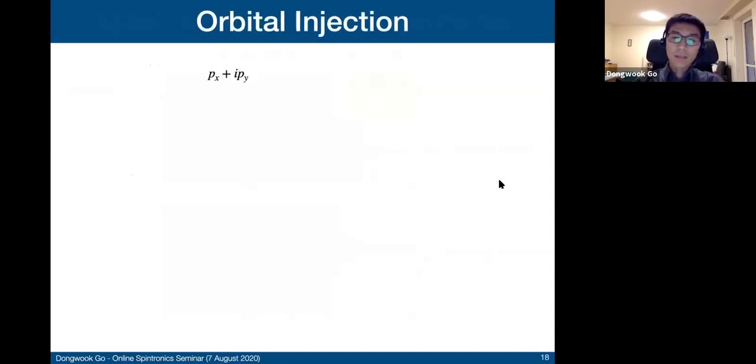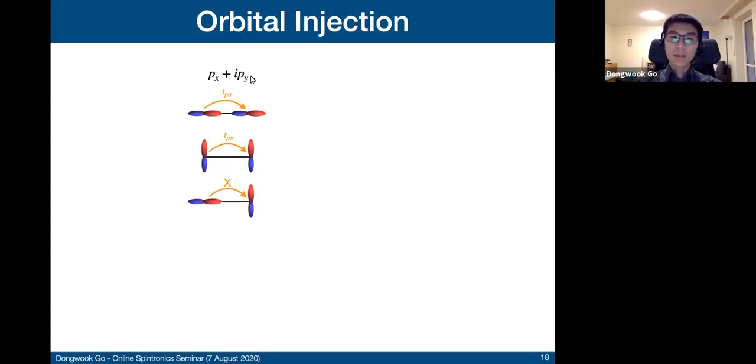So then let's come to another fundamental aspect. How does the orbital injection occur at the interface? How can the px plus i py state be transferred to the next layer of atoms? This happens through some orbital hopping. For example, the px orbital can hop through sigma hopping as shown here, and the py orbital can hop through pi hopping. But hopping from px to py is forbidden. Therefore, this superposition px plus i py will be maintained even after the hopping.